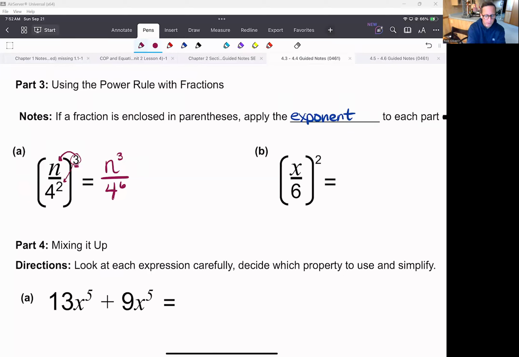4 to the 6th. What is 4 to the 6th? I'm going to write that. I'm going to work that out. So the 4, that's 4,096.